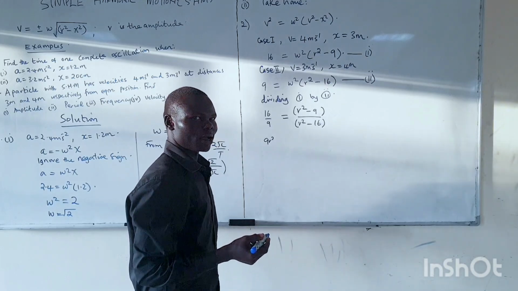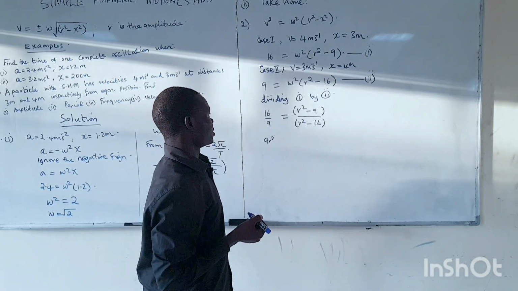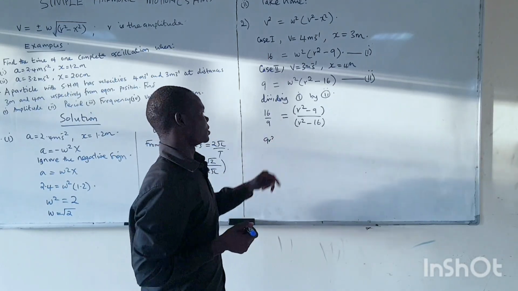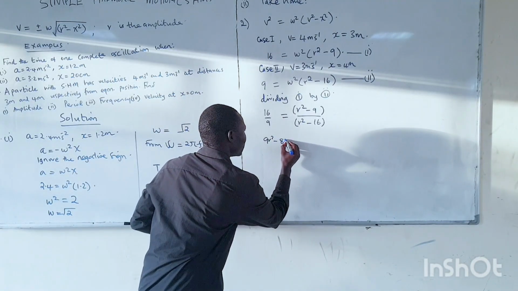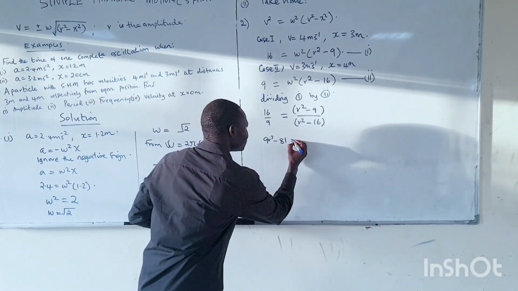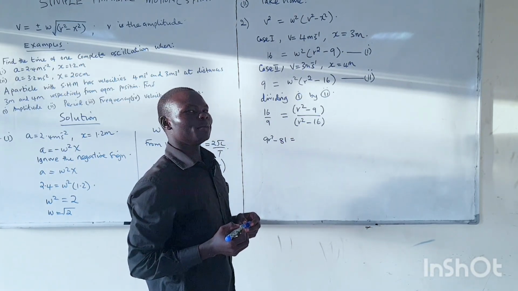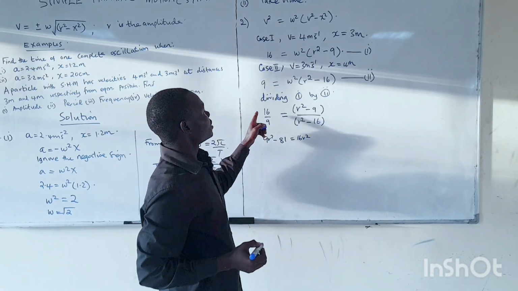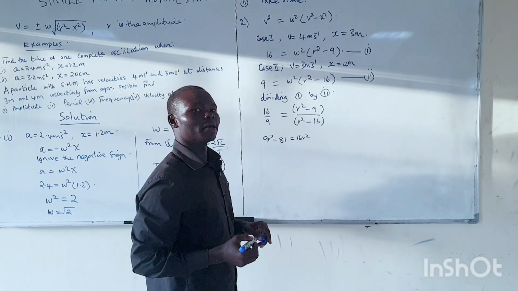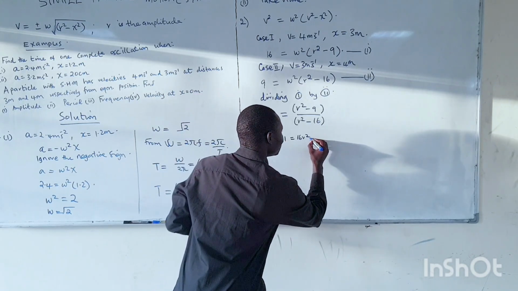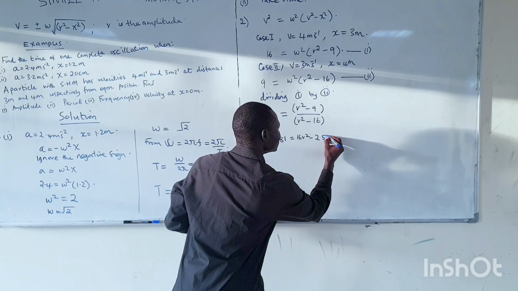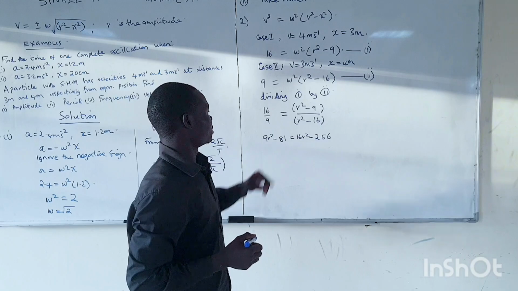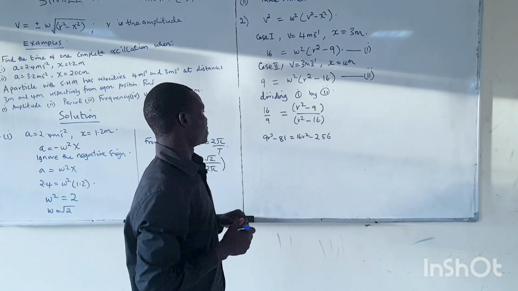So in this case, as I was saying earlier on, we shall have 9 times r squared. We have 9r squared. 9 times 9, we have 81, is equivalent to 16 times r squared. We shall have 16r squared. 16 times 16, we shall have 256. So we have done away with this one. Now we go to simplification.